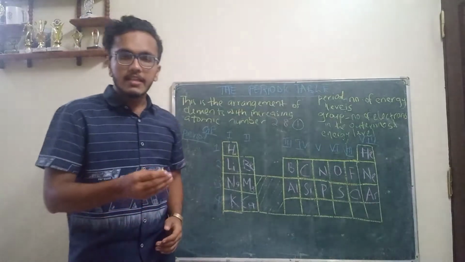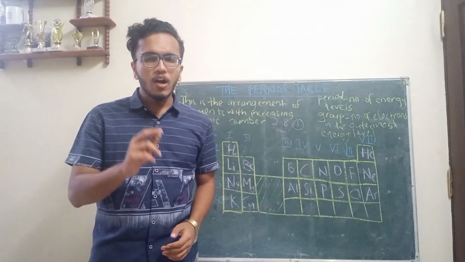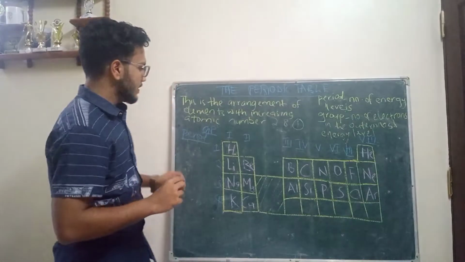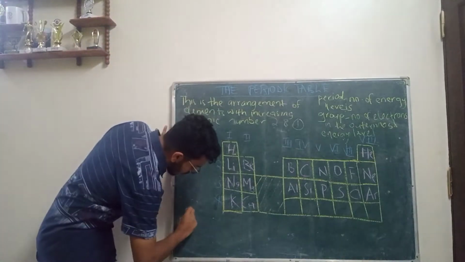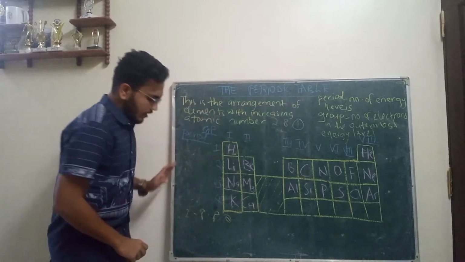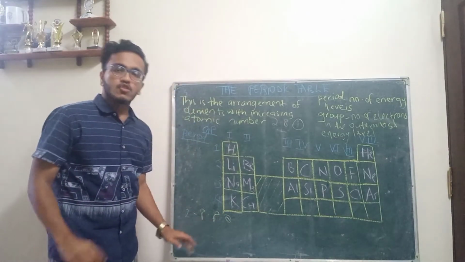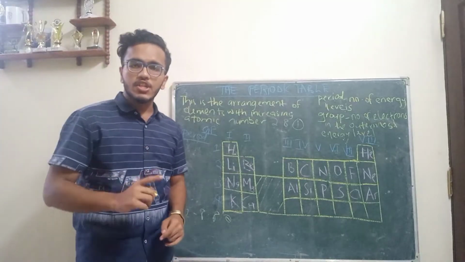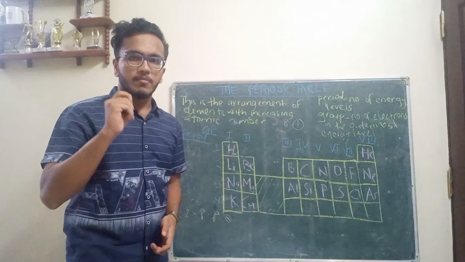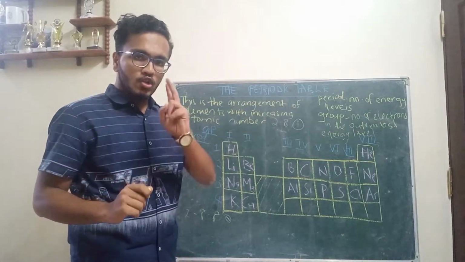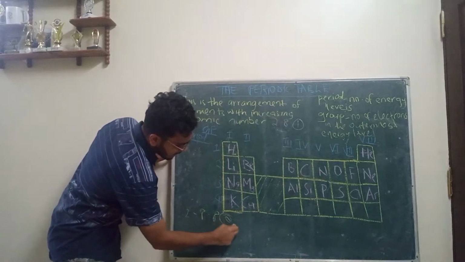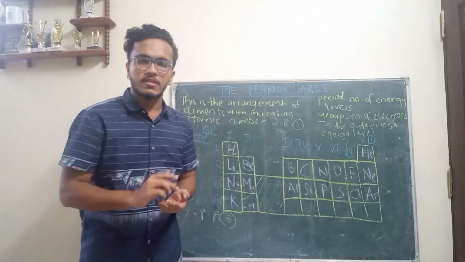For example, let's touch on calcium. How many energy levels does calcium have? The electron arrangement of calcium is 2, 8, 8, 2. These are 4 energy levels. So the period in which calcium belongs is period 4. And the group in which calcium belongs to is group 2. Why is it group 2? Because in the outermost energy level, it has only 2 electrons.